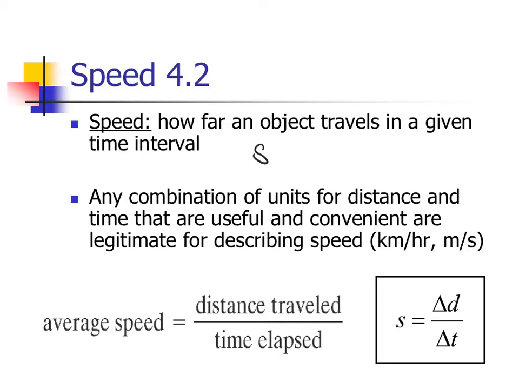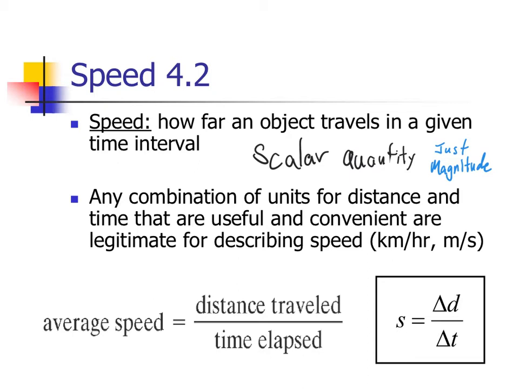Speed is a scalar quantity. Speed is scalar, meaning it just gives us magnitude. No direction.